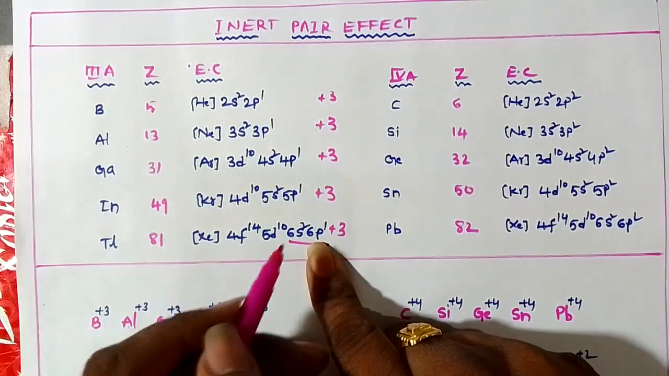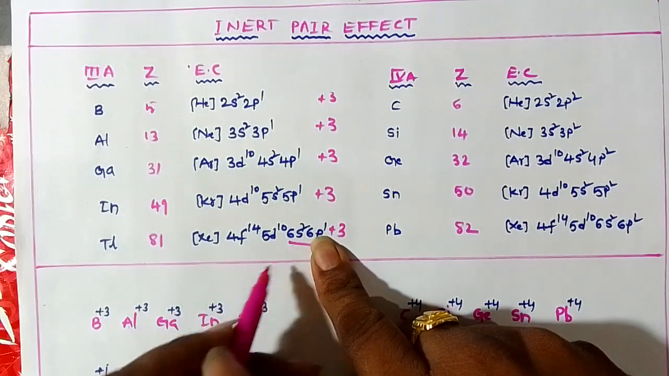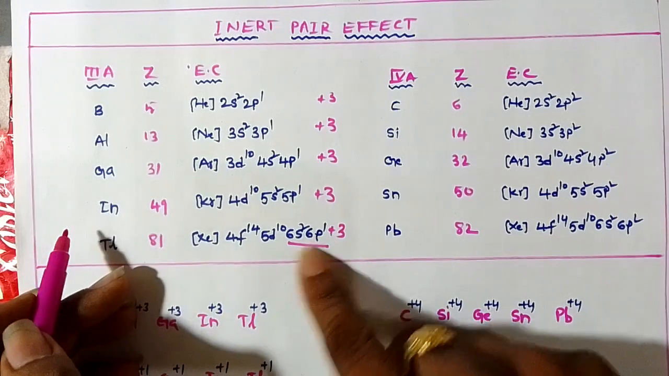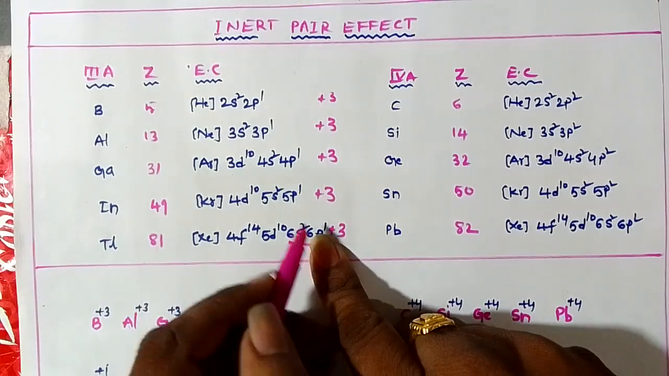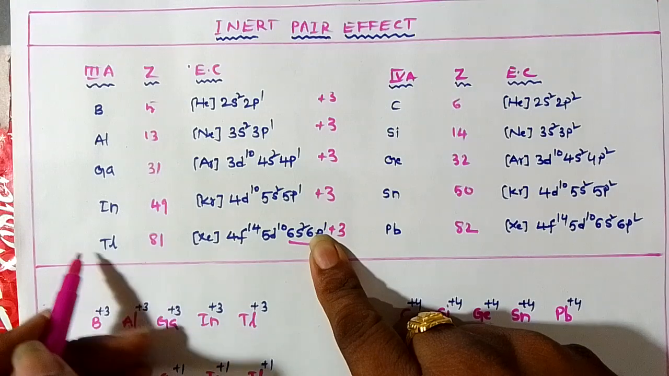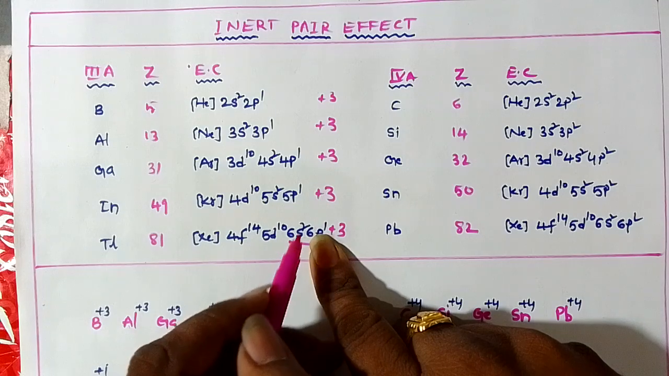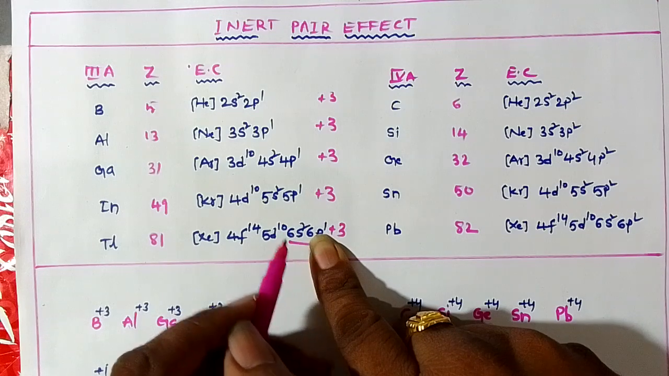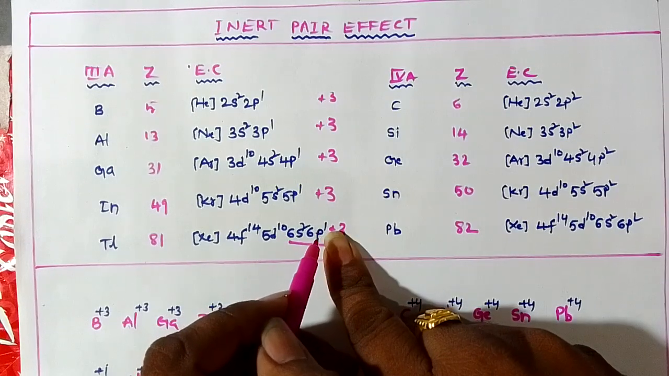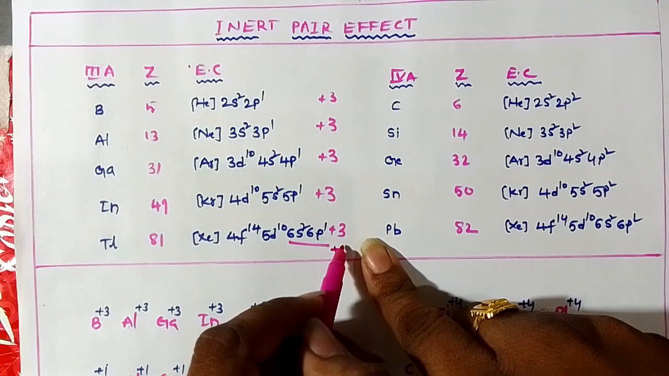Mainly the nucleus force of attraction is more on the 6s orbital compared to the p orbital, because the s orbital has more penetration power towards the nucleus. So the s orbital contains 2 electrons. These two electrons are under the influence of the nucleus. That's why these two electrons have no interest to participate in bond formation. Only this one electron has interest to participate in bond formation. That's why it can exhibit +1 oxidation state instead of +3.